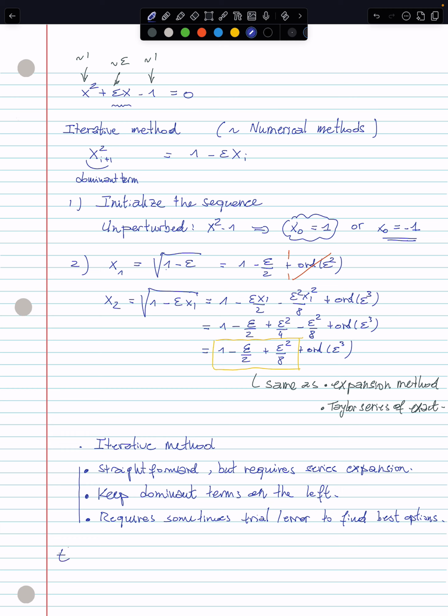Left as an exercise now. Do the same for x0 is equal to -1, meaning that you're going to develop a sequence in the neighborhood of the negative root, and check that you obtain the same result as the result we had with the expansion method.